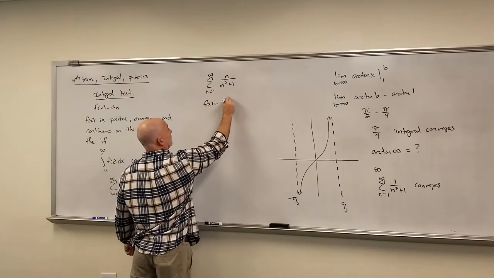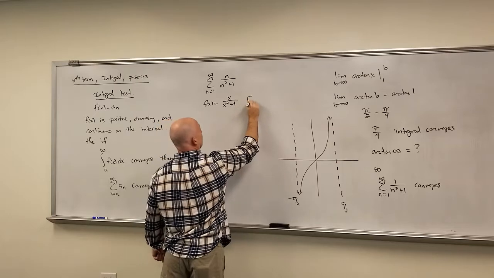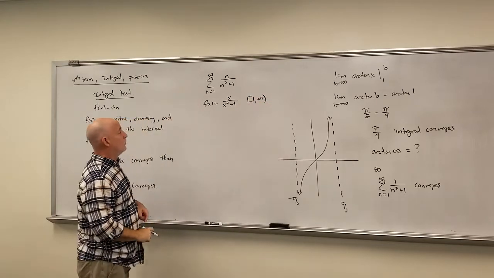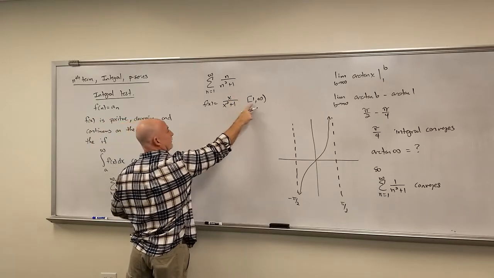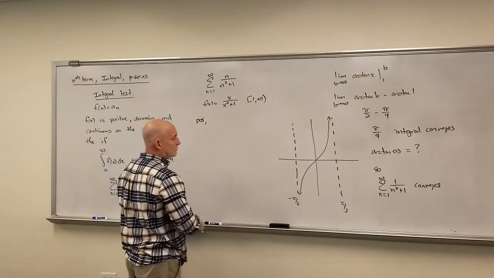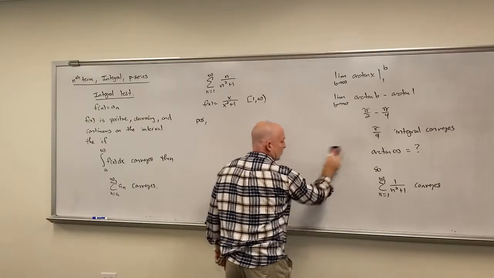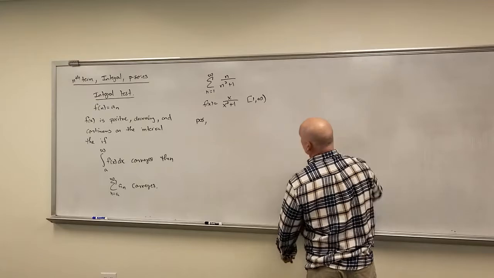So let's let our f of x be x over x squared plus 1. Remember, we're only looking at this from 1 to infinity in this case. Those are our bounds. So let's see. The bottom's always positive. The top will be positive if we use values from 1 to infinity. So this is always positive. To tell whether or not this is decreasing, we're going to need to do our derivative.